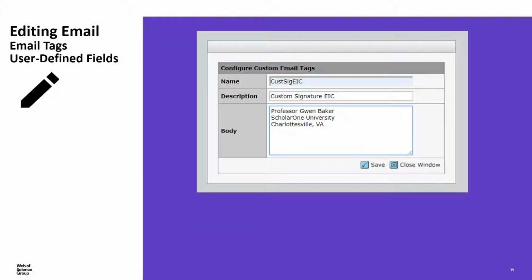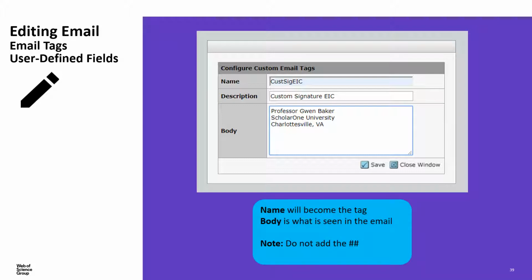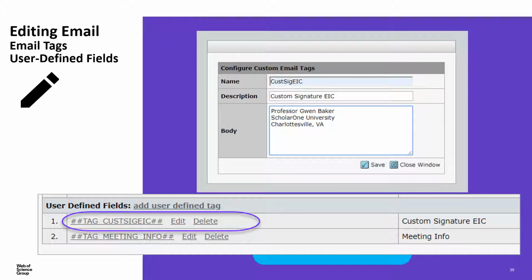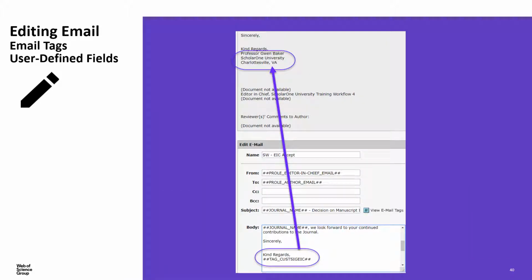The name section will become the tag, and the body area will become what is seen in the email. Note, you do not need to add the double hash marks, as the system will do this for you when you click Save. Using a tag can save time when editing templates, as you can edit a tag when needed to make changes, versus having to go into every email template.